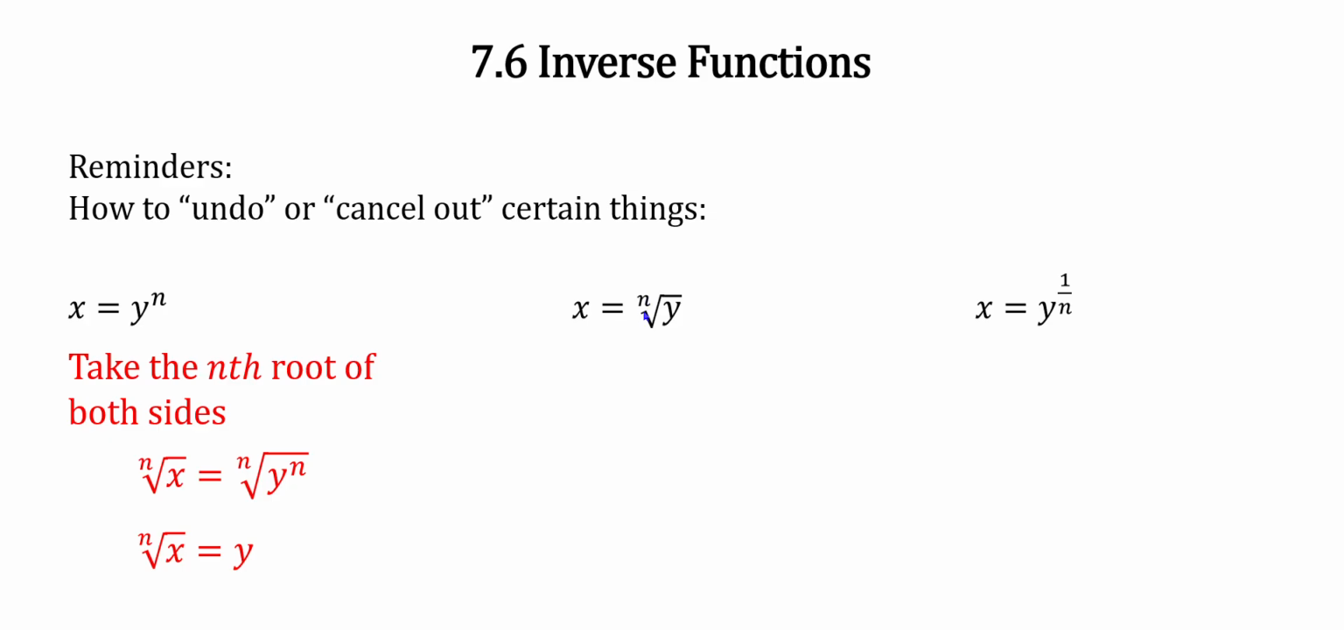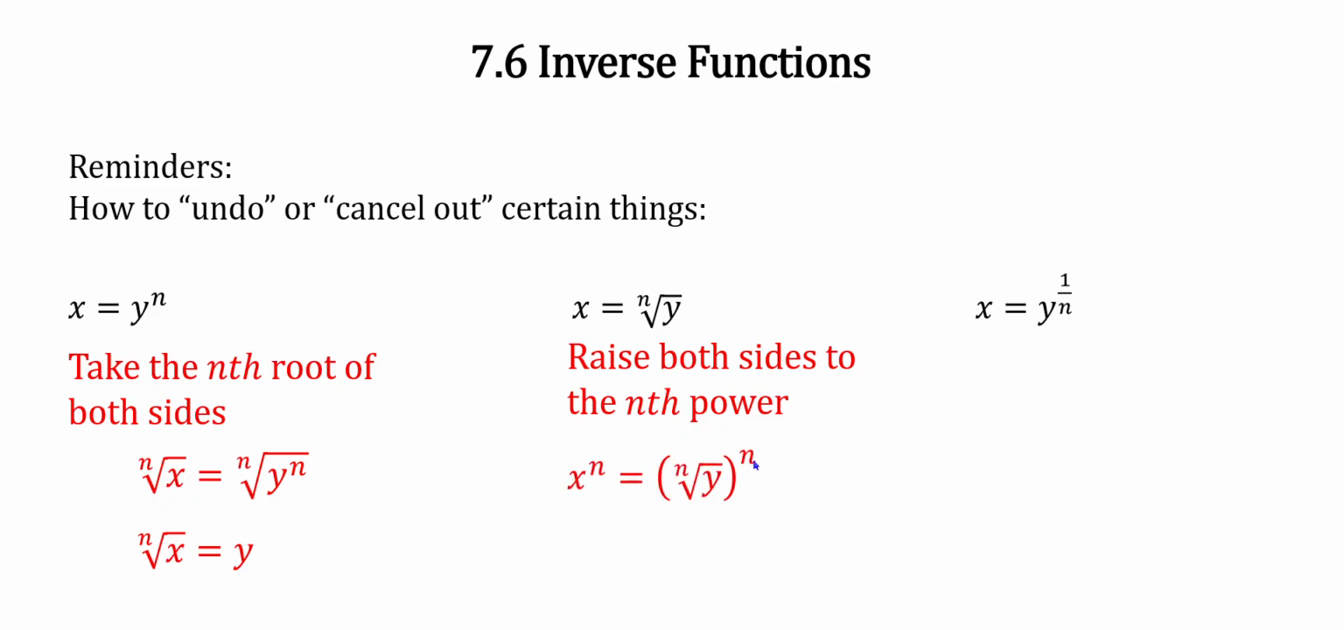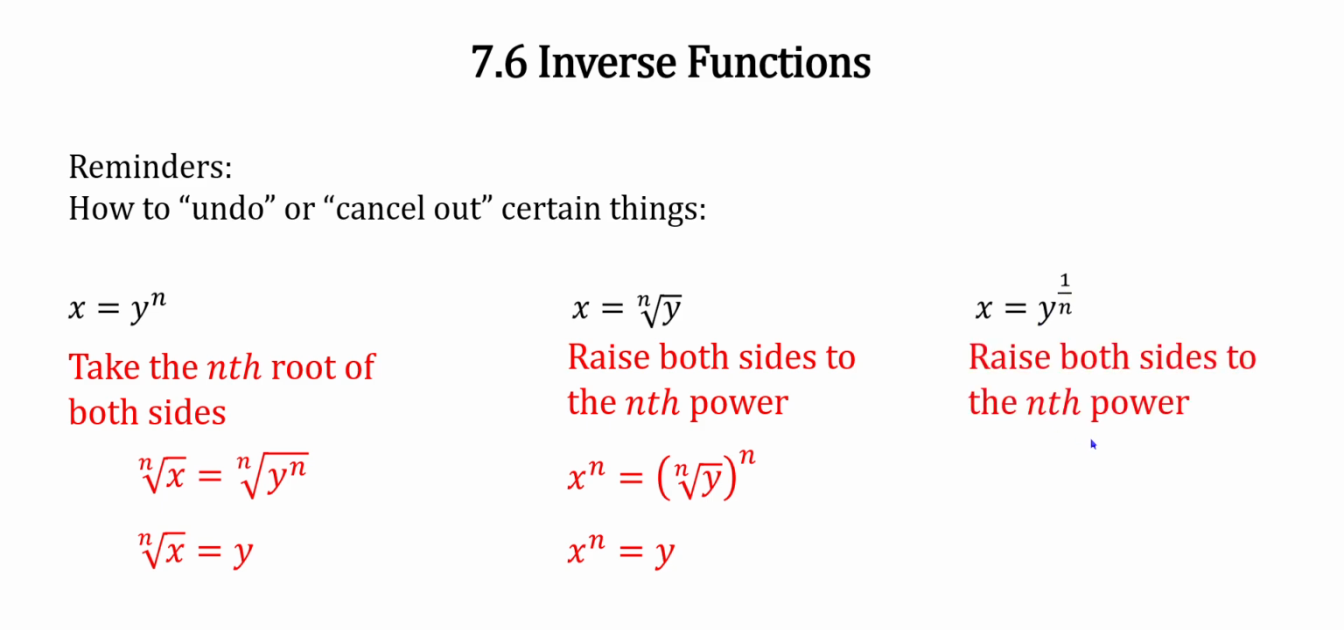Here, to get rid of an nth root, kind of the opposite, I'm going to raise it to the nth power. And again, this and this cancel each other out. So I'm just left with x to the n equals y. Same thing here. If you have a 1 over n power, you're going to raise both sides to the nth power, because then you'd be using the property of exponents. n times 1 over n would be 1, so they'd cancel each other out. And I raise this side to the nth power, so I raise that side to the nth power.